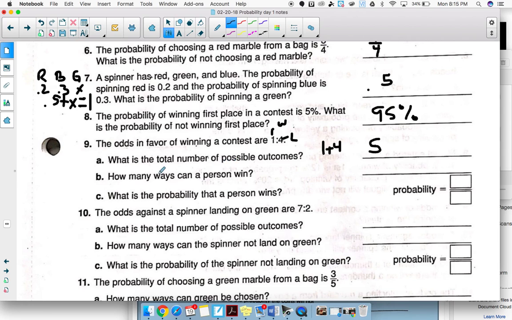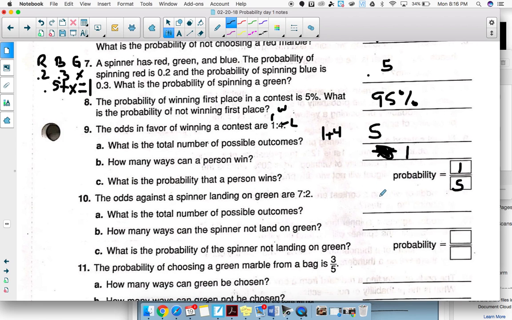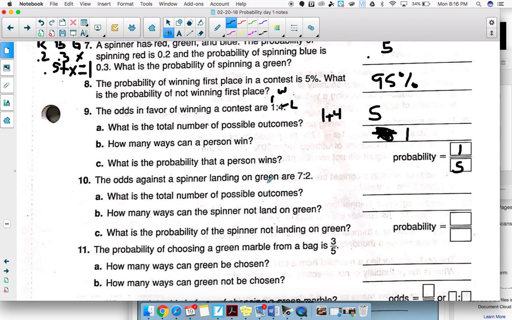Okay. How many ways can a person win? Well, if you look right here, we just labeled that. There's 1 way they can win out of 5 total choices. Oh, so they don't want the probability here. They just want how many ways. So there's 1 way they can win. The probability would be the part that applies out of the total number of choices. So 1 out of 5. Okay. With odds, you have to add those together to get the total. Okay, just be aware of that.